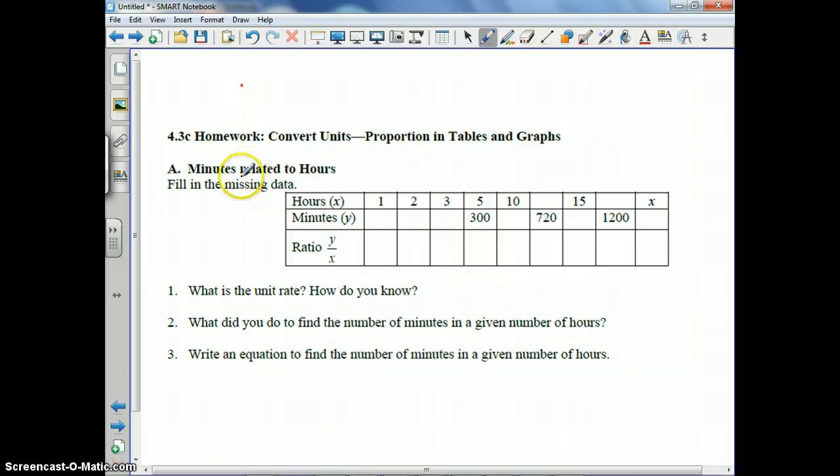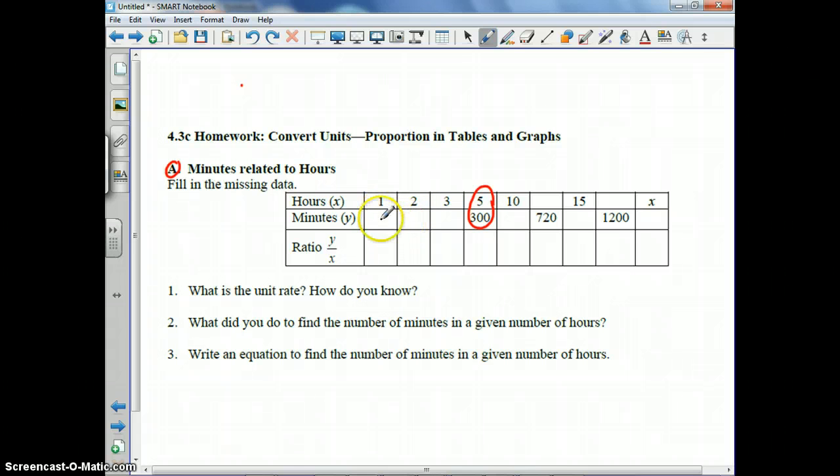So what we're going to do first is talk about minutes versus hours, and that's all you had to do. You're not doing part B, you're just doing part A, this part here. So let's talk about this. Now we need to know for one first. That's a good place to start. That's right here if you didn't see that, for one. Well, we don't have any information there, but if I look here, we do have that it's 300 minutes for 5 hours.